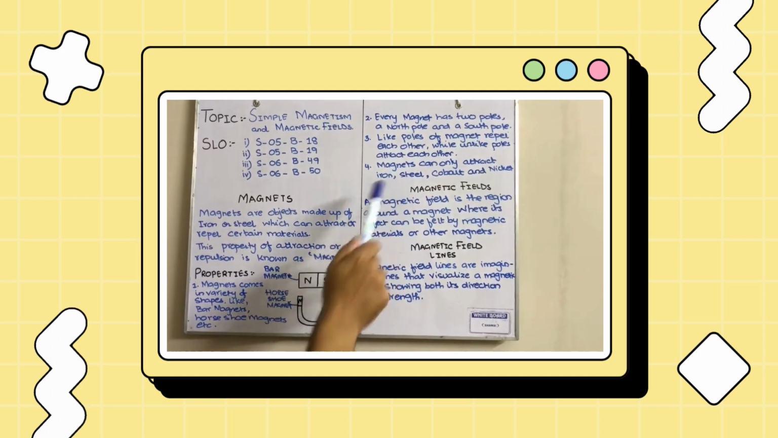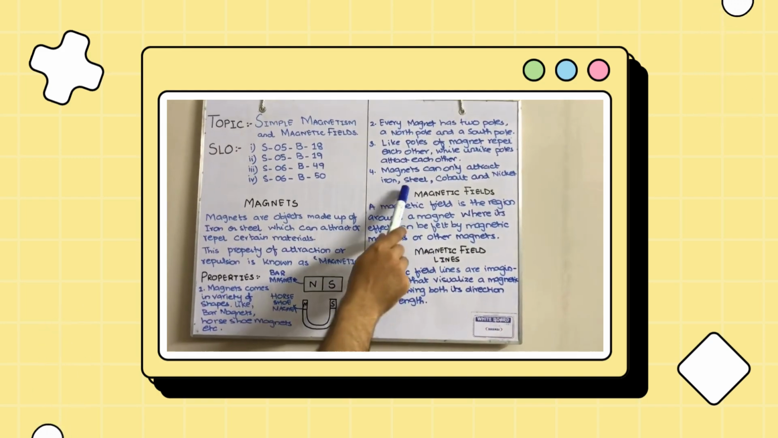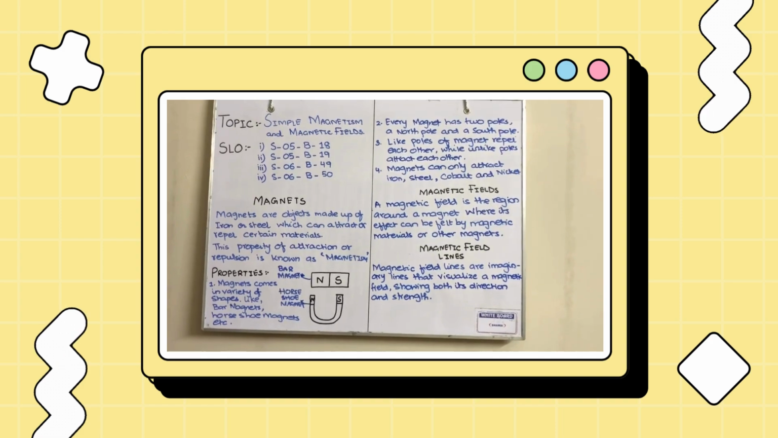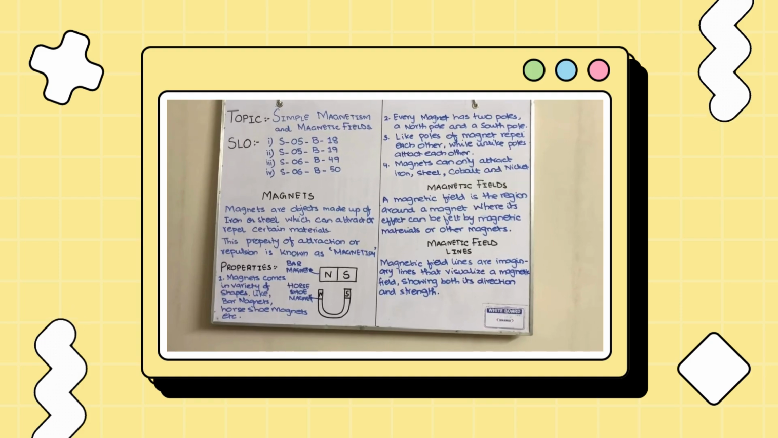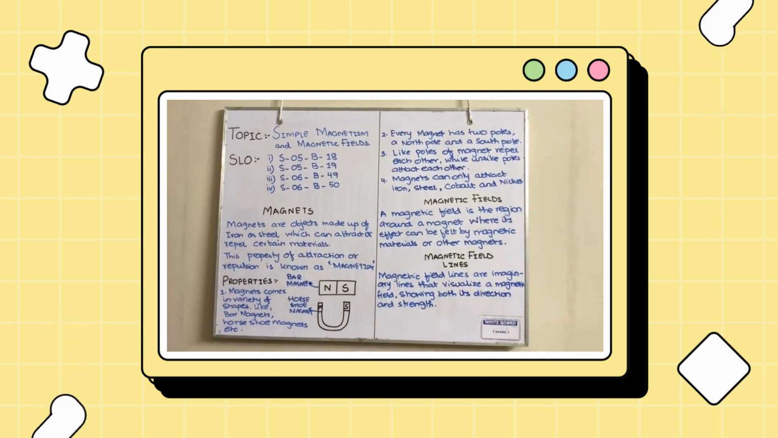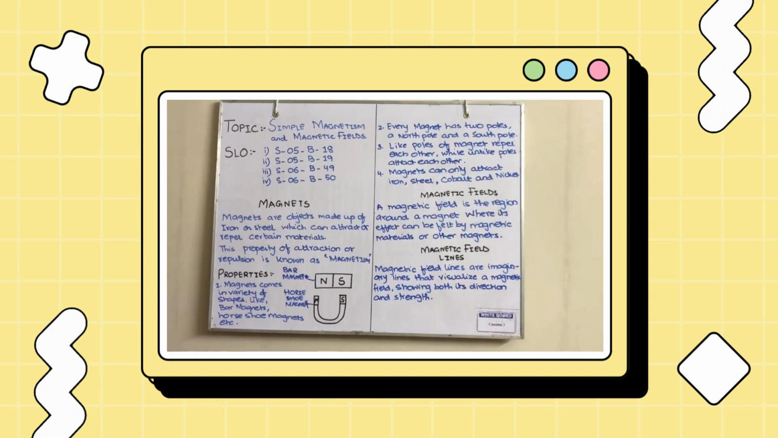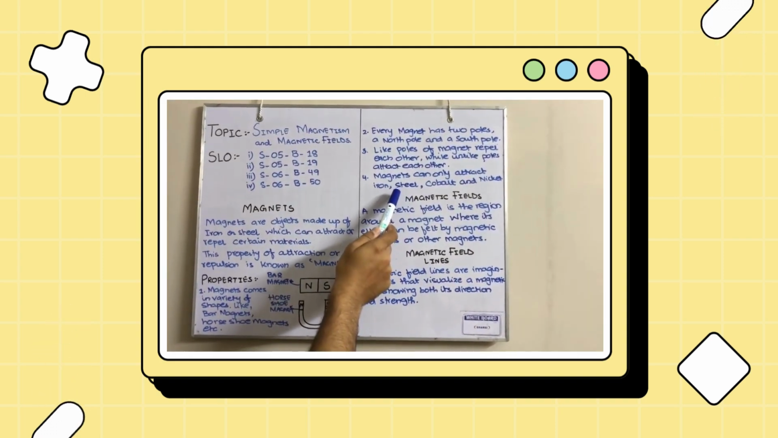The next idea of this video is magnetic fields. What is a magnetic field? You must have observed that a magnet attracts another magnet or a piece of iron in a certain region around it. That region in which the effect of a magnet can be felt is known as a magnetic field.